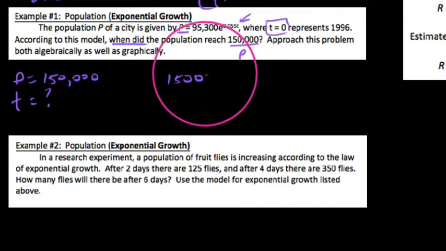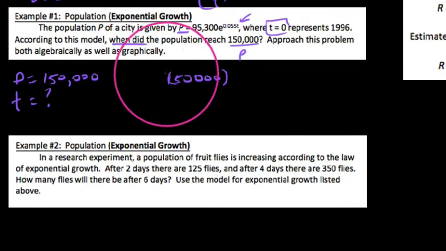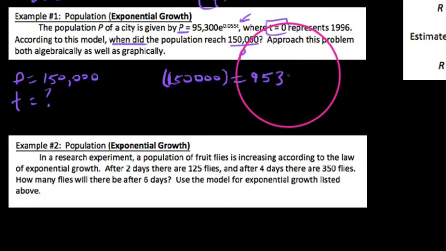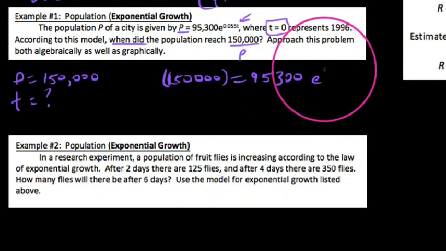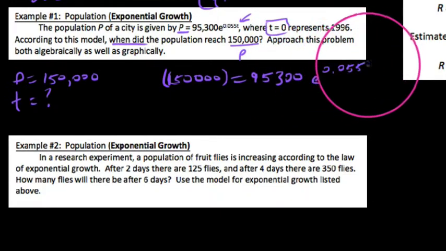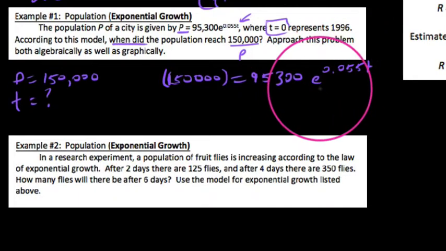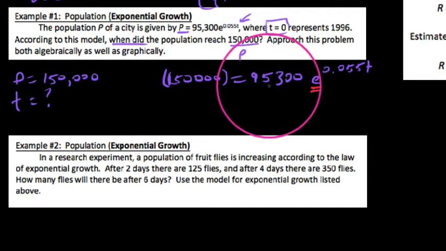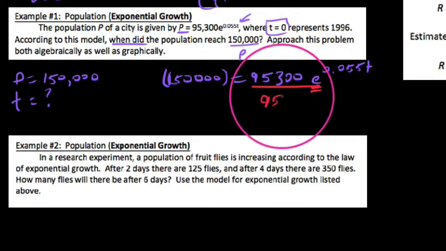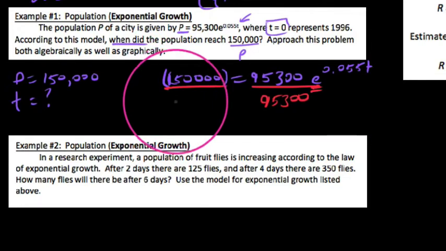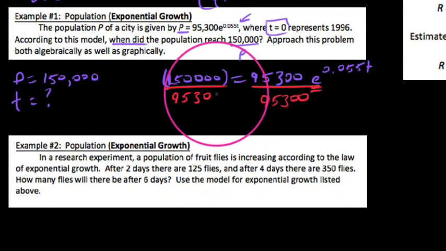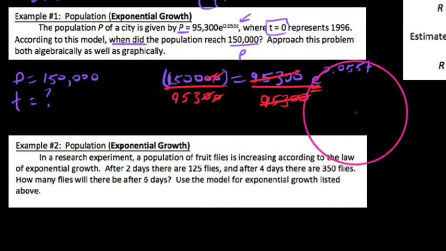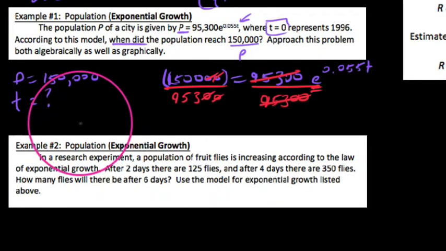We get 150,000. I'm not going to write the comma, because it can get in your way sometimes. So 150000 equals 95300 e to the 0.055t. The first thing we want to do, just like any time we solve an exponential or logarithmic equation, is isolate the base, isolate the log. So we're going to divide both sides by 95300. I'm going to knock off two of the zeros on top and bottom, so these cancel out.